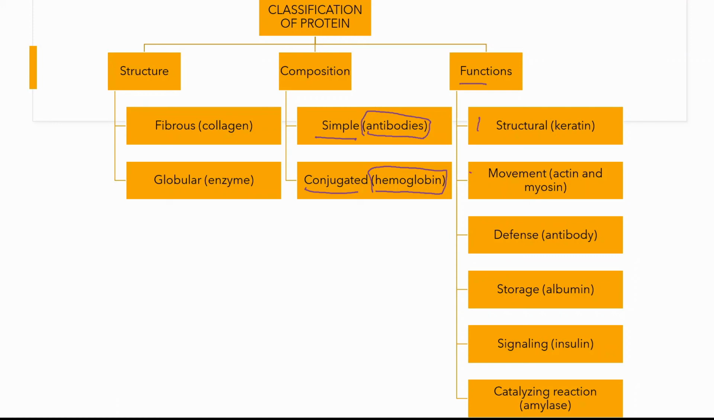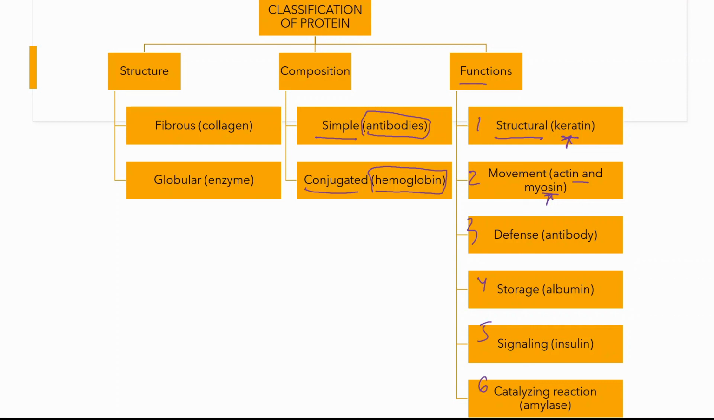We have 6 functions in total. The first function is structural function. Example of protein is keratin. Keratin can be found in hair, nails, scales, and feathers. Next one, protein that is used in movement. Example is the actin and myosin that can be found in our muscle cells.